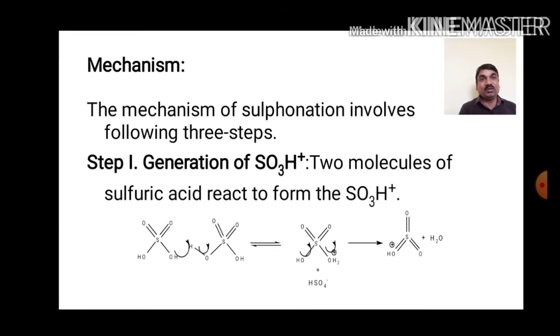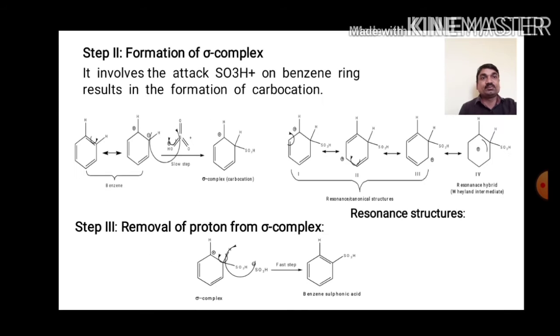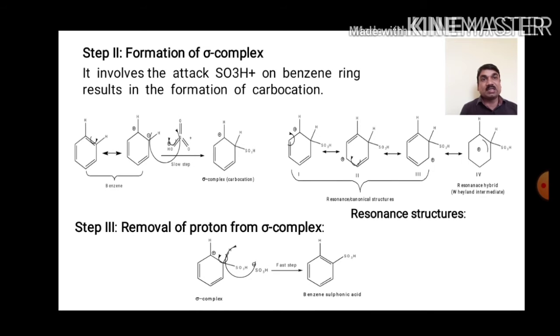Here the sulfuric acid acts as an acid. It donates the proton to the other sulfuric acid, so it results in the formation of the SO3H+ species with the elimination of water molecules. In the second step, formation of sigma complex, the attack of SO3H+ on the benzene ring results in the formation of a carbocation. So here we can see the SO3H+ ion attacks the benzene ring. It generates a positive charge on the ring.